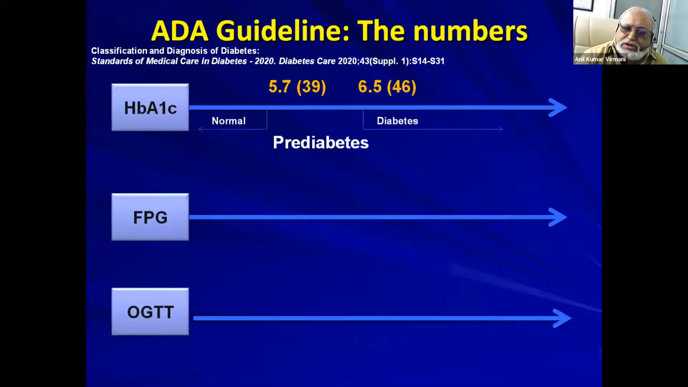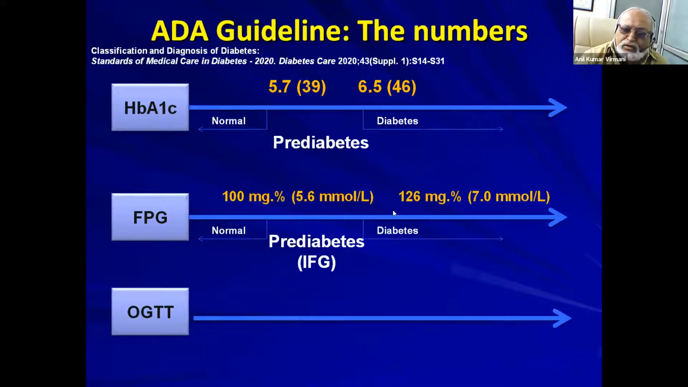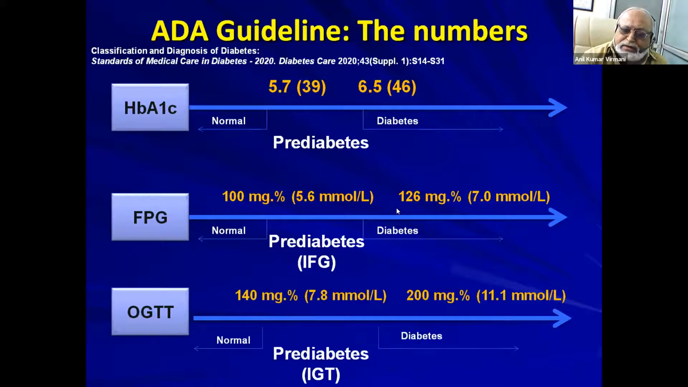So these are the numbers I was talking about. 39 to 46 for your reference is what is called pre-diabetes, and a fasting of 100 to 126 or 5.6 to 7 millimoles per liter is known as impaired fasting glucose, and between 140 milligram or 7.8 millimoles to 11.1 millimoles is known as impaired glucose tolerance, IGT.